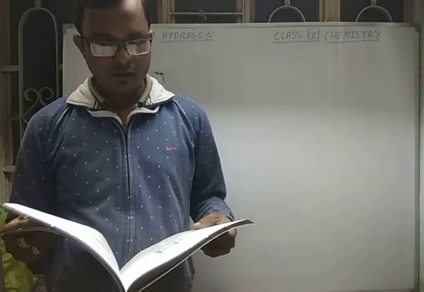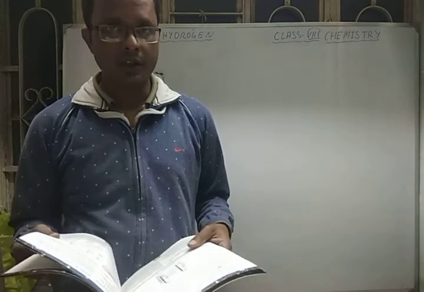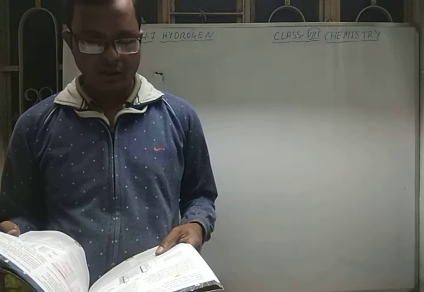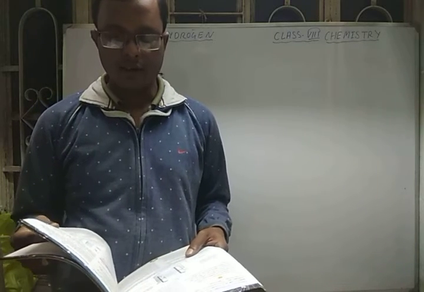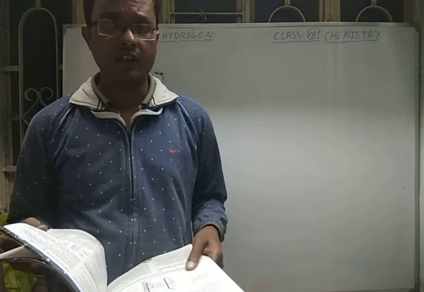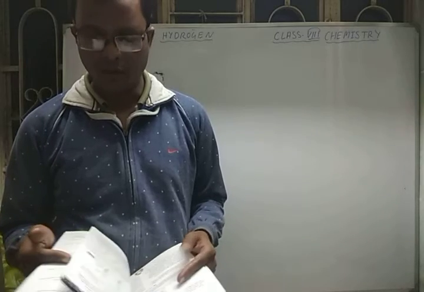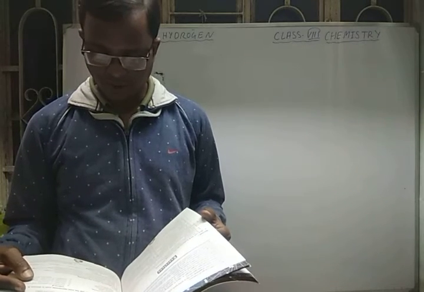Anode means it is connected to the positive terminal of the battery, and cathode is connected to the electrode which is connected to the negative terminal of the battery or the source of current.